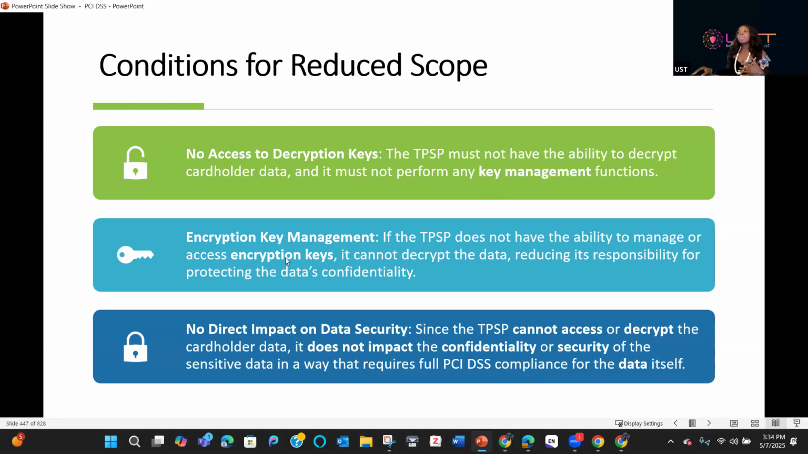Talking about encryption key management, if the third-party service provider does not have the ability to manage or access encryption keys, it cannot decrypt the data either, reducing its responsibility for protecting the data's confidentiality, or having no direct impact on data security. Since the third-party service provider cannot access or decrypt the cardholder data, it does not impact the confidentiality or security of the sensitive data in a way that requires full PCI DSS compliance for the data itself.